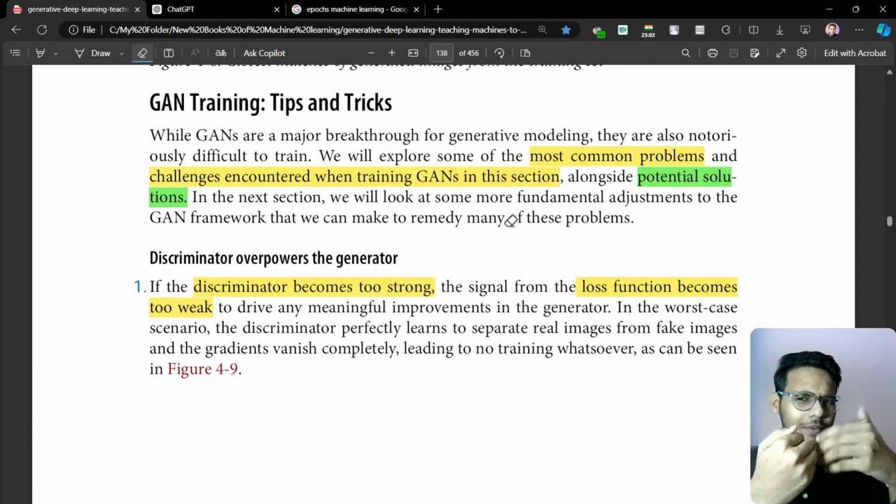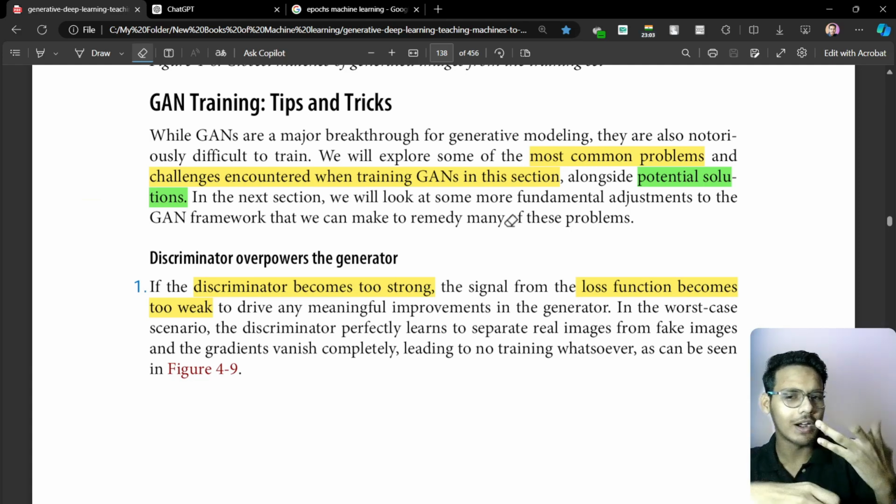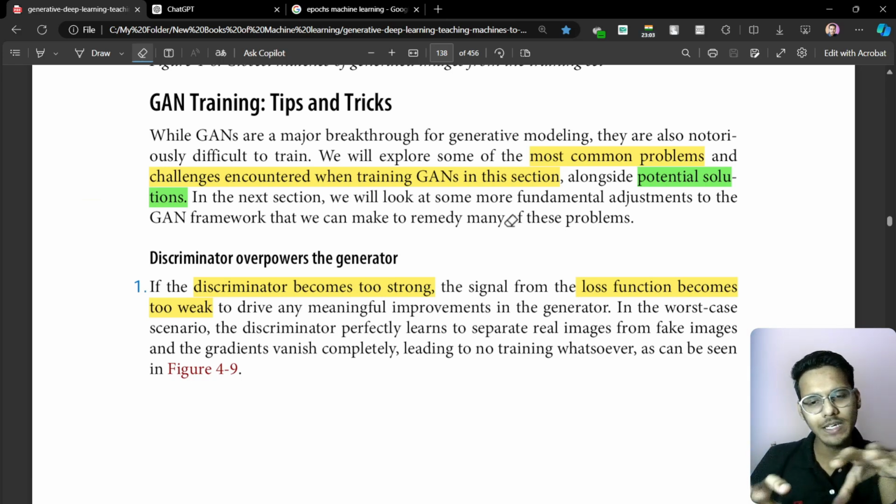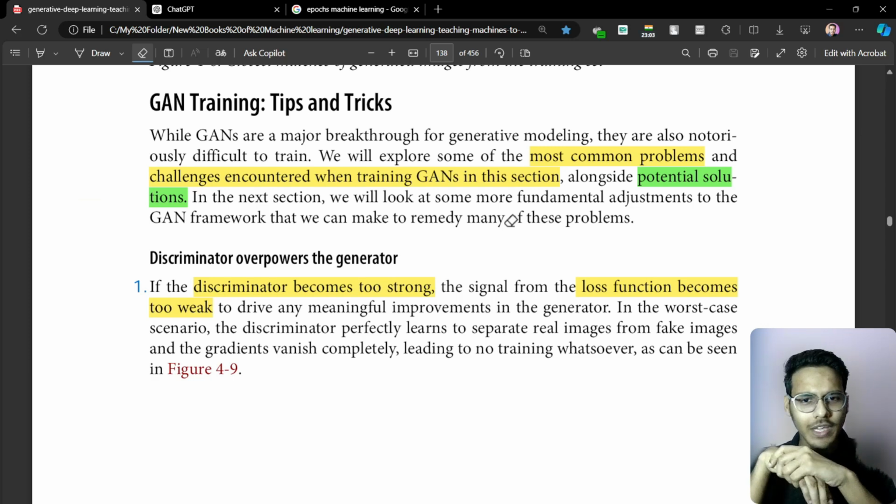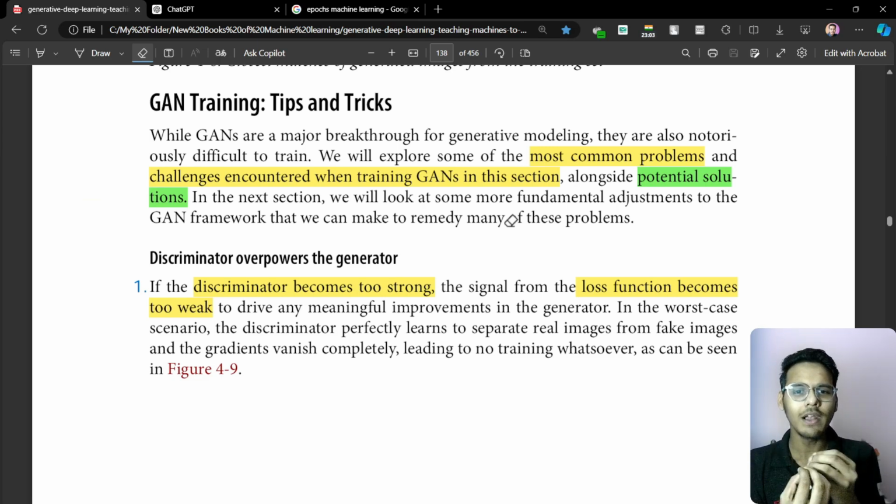Discriminator, if the discriminator is too strong, just think what will happen. It will discriminate between the real images and the fake, predicted images. So every time it will just detect that, and then the generator will not be able to modify itself. Okay. So that is the thing, guys.